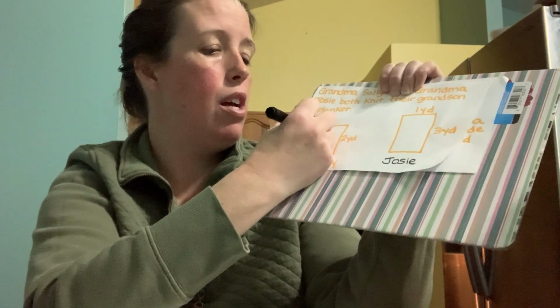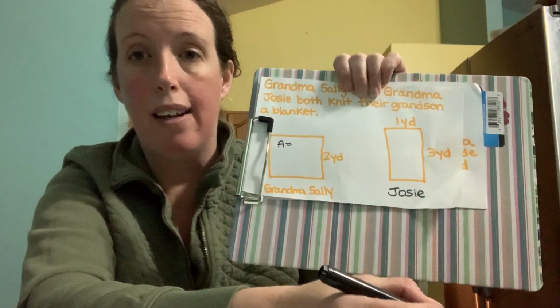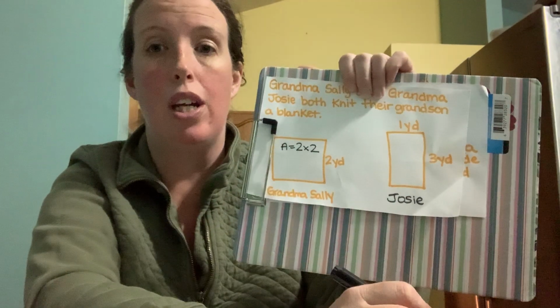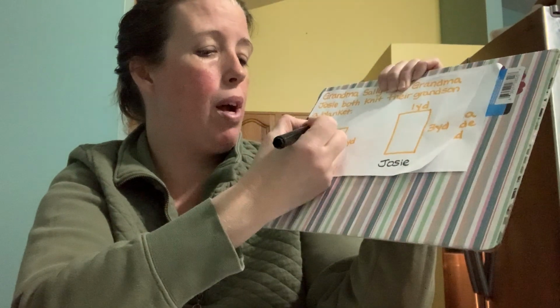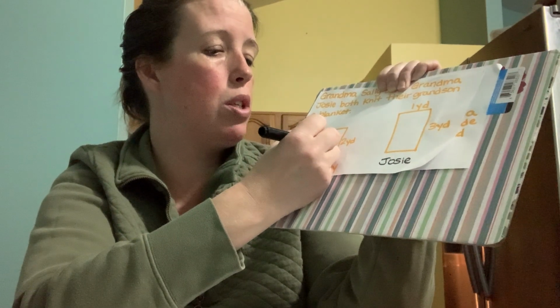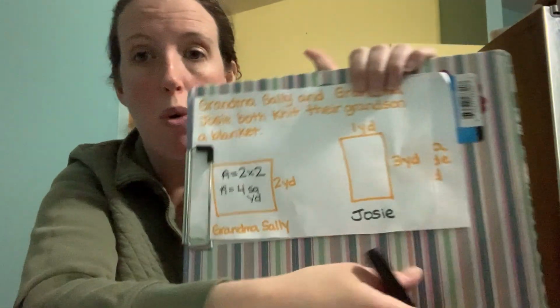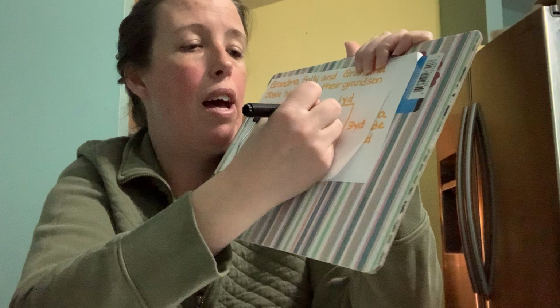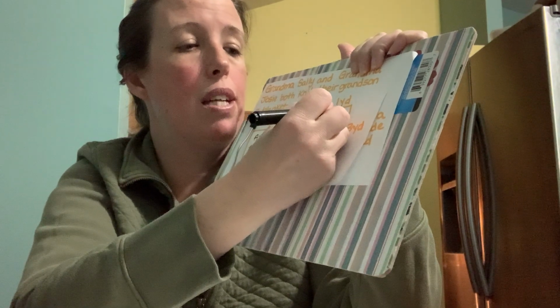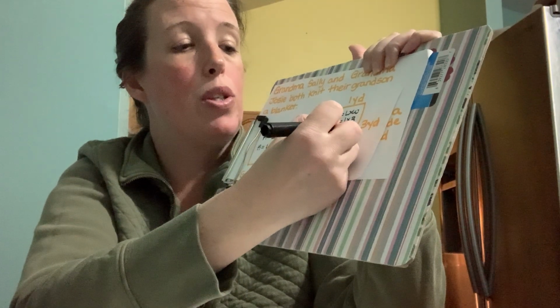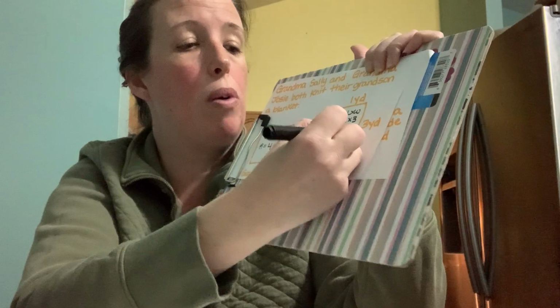All right, so this is an area question. So area equals length times width. So for Grandma Sally, I have a blanket that's 2 yards times 2 yards. So the area for Grandma Sally's blanket is 4 square yards. Okay, 2 times 2. Now for Grandma Josie, I have a length, so it's length times width. I have a length of 1 yard times a width of 3 yards. So the area would be 3 square yards.